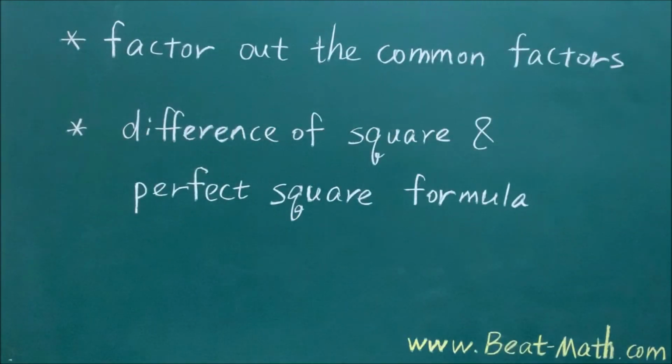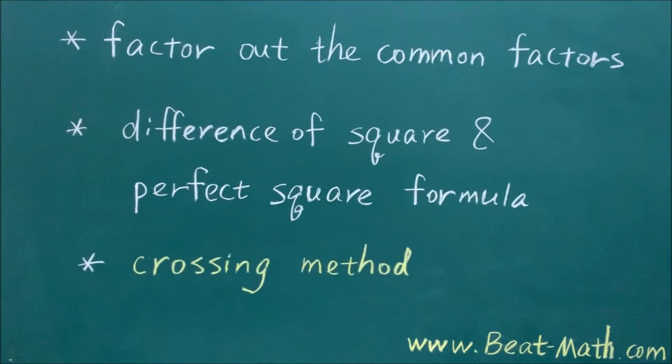Previously, we learned two methods of factoring polynomials. One is factoring out the common factors. The other is using the difference of squares formula and perfect square formula. Some of you might wonder, what if some polynomials are just not able to use either of these two methods? Well, that happens. That is why I'm going to show you a different method today, called the crossing method. It is an excellent method to factor polynomials like ax squared plus bx plus c. A, b, c here are all integers.